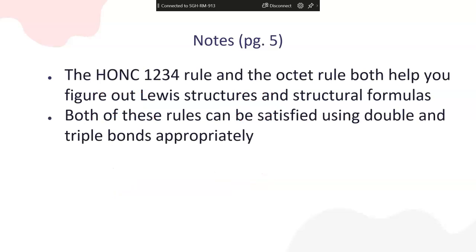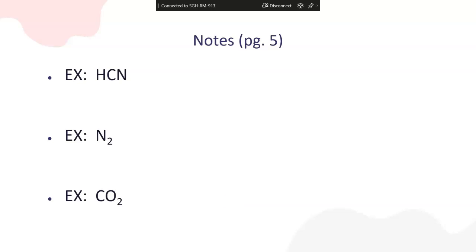The honk 1, 2, 3, 4 rule and the octet rule both help you figure out the Lewis structures and structural formulas. Both of these rules can be satisfied using double and triple bonds appropriately as well. So we're going to look at some of those examples. Carbon has how many valence electrons? 4. Hydrogen has how many unpaired electrons? 1. So we'll fill in with hydrogen here.